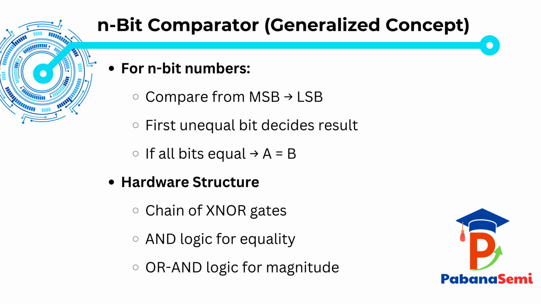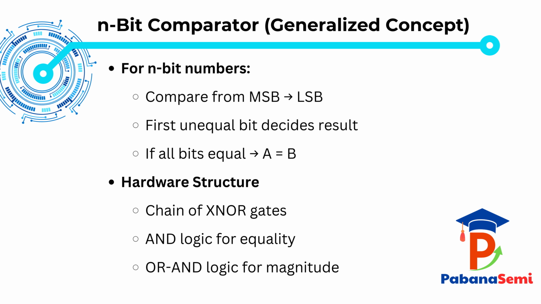Now let's look at the hardware structure. For equality, we use a chain of XNOR gates. Each XNOR checks if a pair of bits are equal. Then we combine all those XNOR outputs using AND logic, so equality becomes 1 only when all bits match.